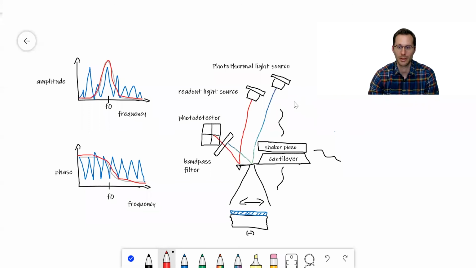So just to summarize then, photothermal excitation is a much cleaner and more stable method of operation for dynamic modes, for driving the oscillation of the cantilever. And for systems that have both piezoexcitation and photothermal excitation, photothermal becomes the preferred choice for many, many users.